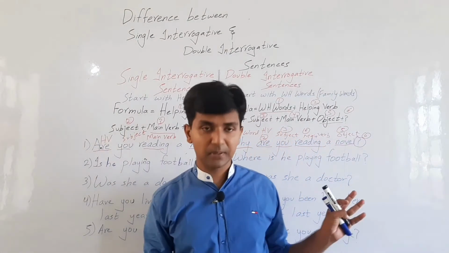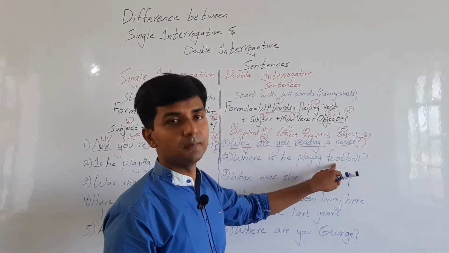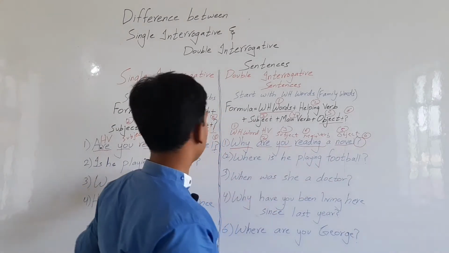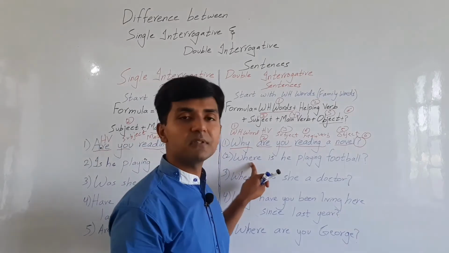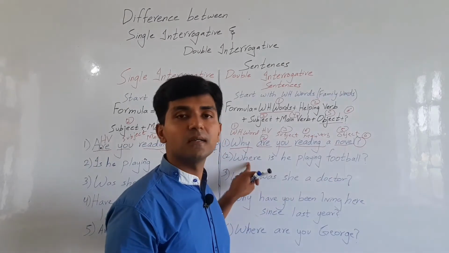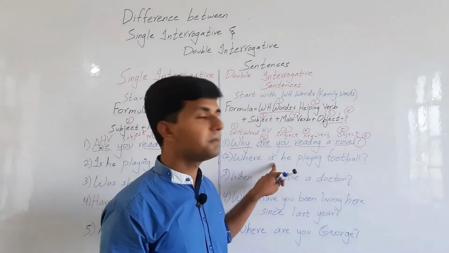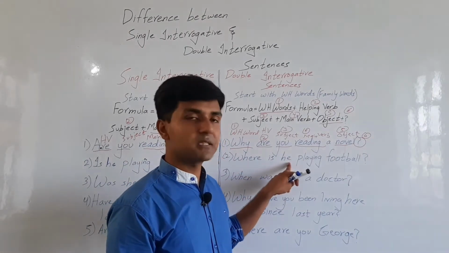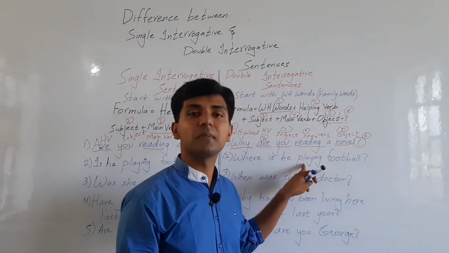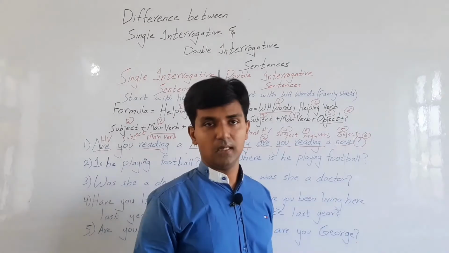So we have an example in this part. Where is he playing football? Is he playing football? So here we have changed it into where is he playing football. So where is the WH word, then the helping verb is, then the subject he, playing is the main verb, football is the object, and that is the question mark.